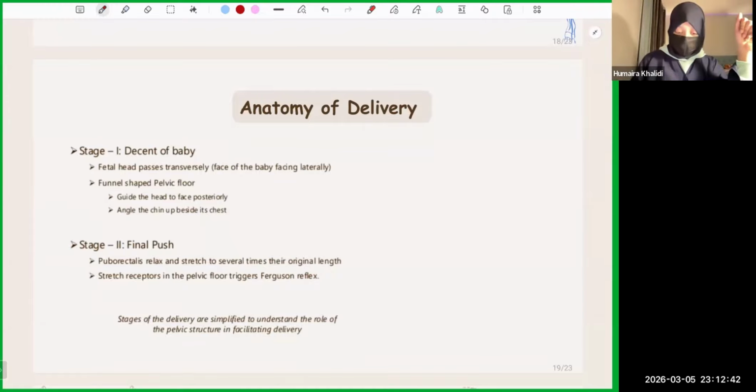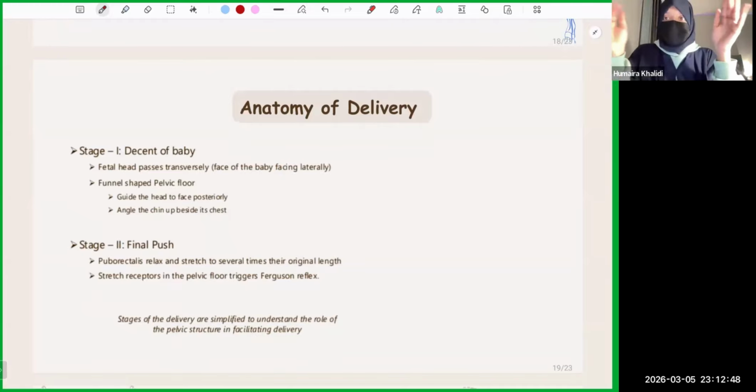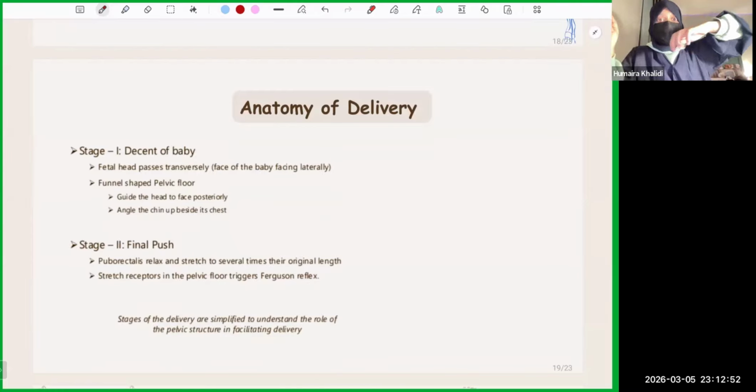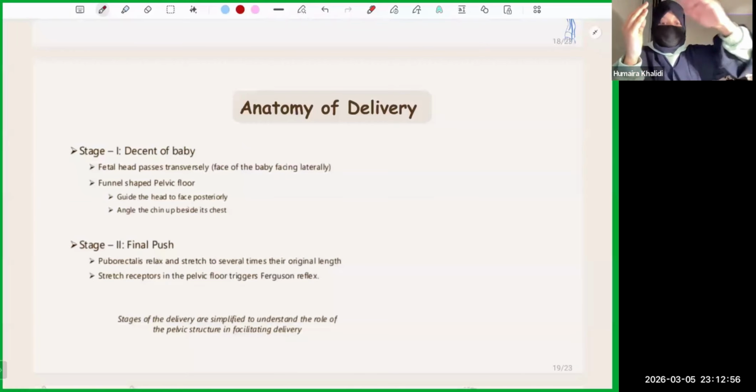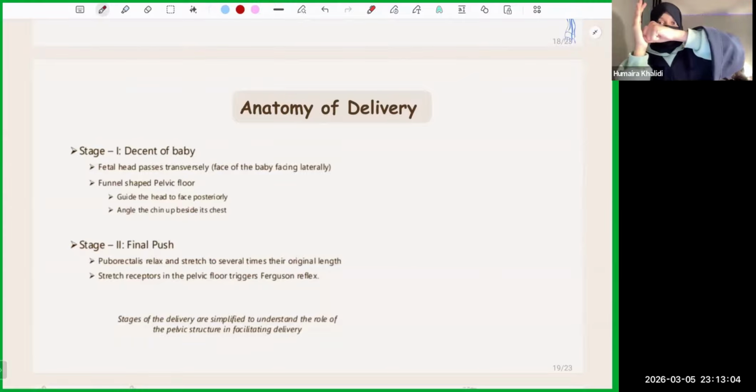Now, you're going to see the fetal head. It's in random positions, but when it's time for birth, it starts diving down. And the head is placed laterally to your back, essentially. So if this is my back, the baby's head is like this in the beginning. The baby comes down like this, with the back of its head on my back.